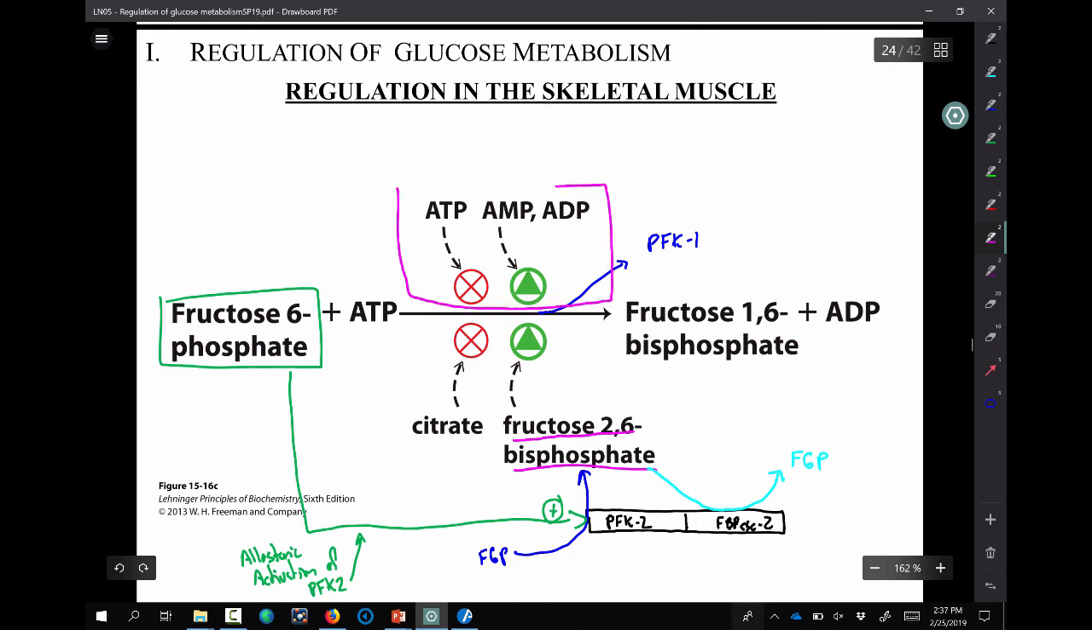Okay, because in skeletal muscle, this is actually the most important aspect of regulation of PFK1 and glycolytic flux in many ways. And that is the role that ATP and its breakdown products ADP and AMP play. Now again, 2 ADPs equal an ATP and an AMP. Okay, so we've got that hopefully in our minds.